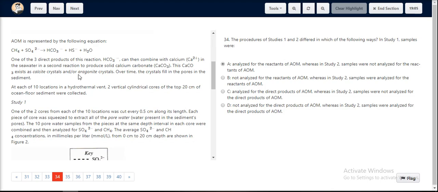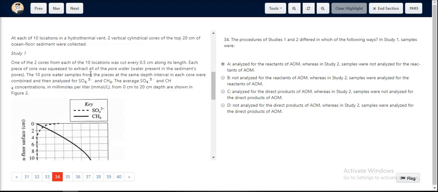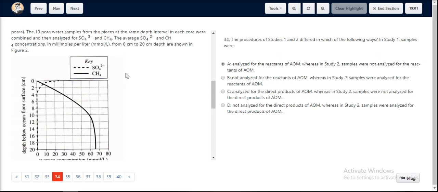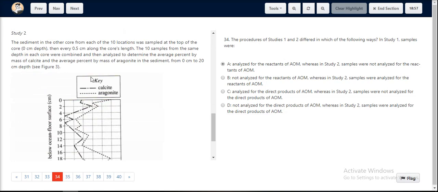or as aragonite crystals. In study 1, we observe the reactants, which is sulfate and methane. And in study 2, we observe the indirect products, which is calcite and aragonite. If you look at the options out here, option B states that study 1 was not analyzed for the reactants of AOM, which is not true.